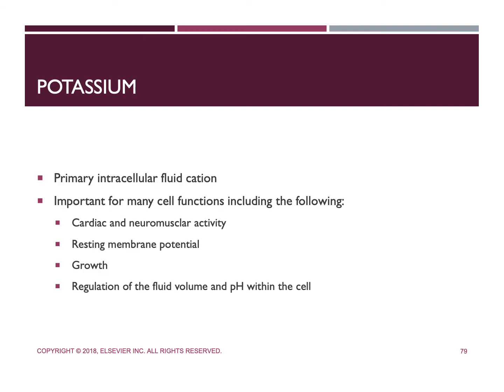So potassium is going to be the primary intracellular fluid cation, and it is important for many different types of cell functions. Things like our cardiac and neuromuscular activity, our resting membrane potential, growth, and even regulation of the fluid volume and pH in the cell. So potassium is going to be extremely important.